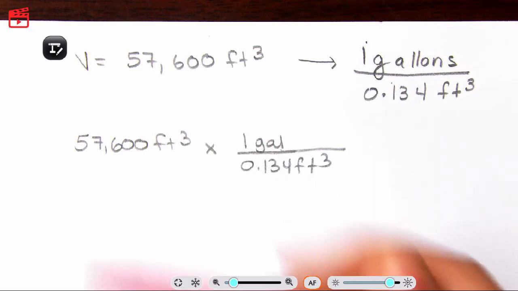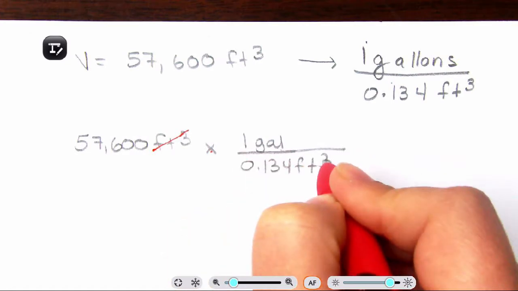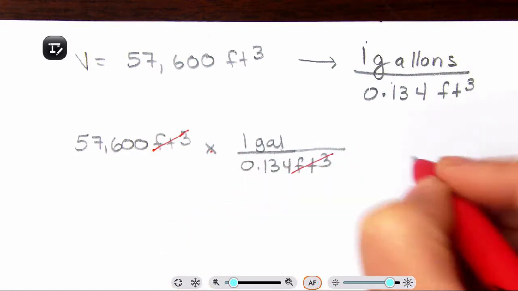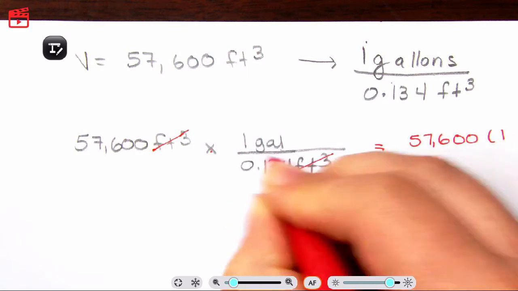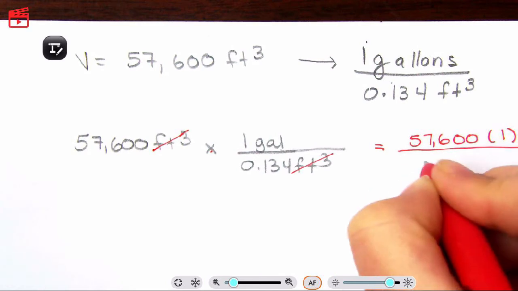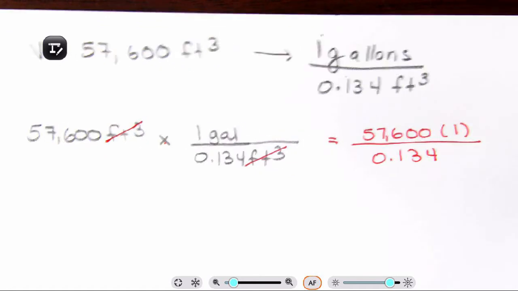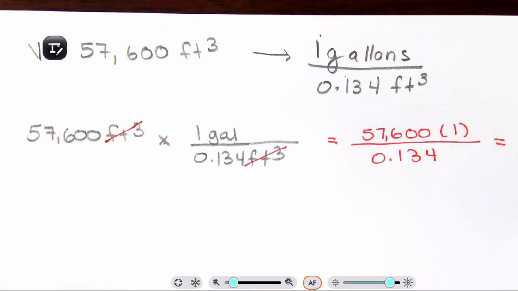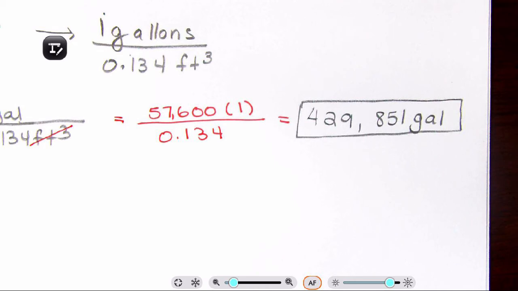And the reason for that is because we are multiplying, feet cubed is actually being divided by feet cubed. So this is what we really have: 57,600 times 1 gallon, all divided by 0.134 feet cubed, and those cancel out. So what do we have here? We have 429,851 gallons.